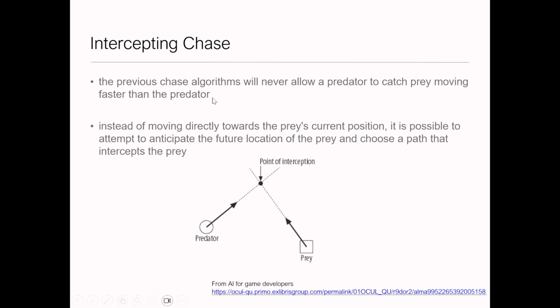So instead of moving toward the prey's current location, you want to guess where the prey is moving to. Here you've got a prey object that's moving in this direction. A more intelligent predator, instead of moving this way and following a path like this to catch the prey, might simply move in this direction to intercept the prey along its future path.